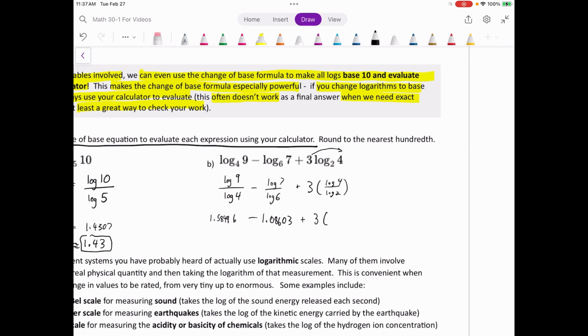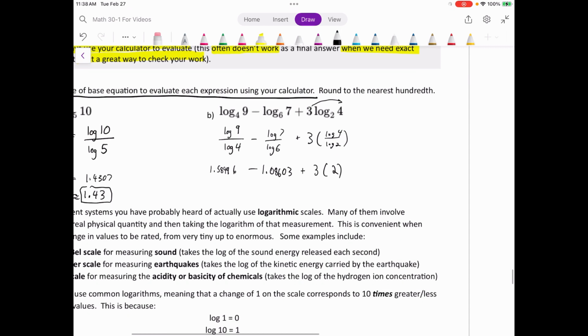Log 4 over log 2 is just 2. That actually makes sense. I don't know why I needed the change of base formula there. I wasn't thinking. Of course, 2 to the power of 2 is 4. So this was just 2 to begin with. Whoopsies.